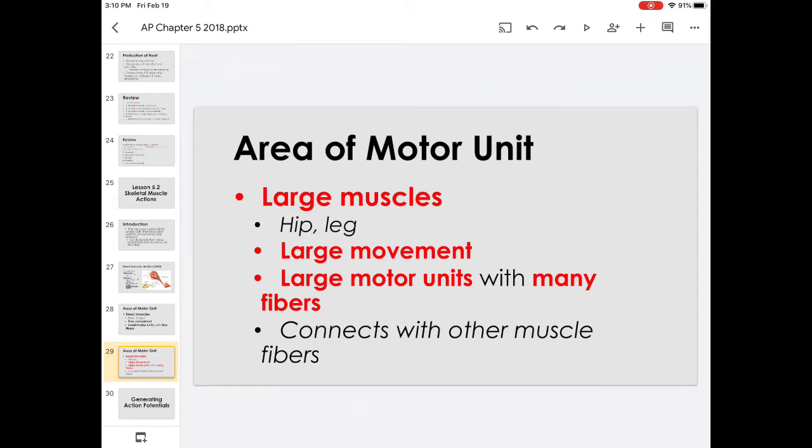Then you have large muscles that also make up your body, and these contain a lot more fibers and large numbers of motor units. The motor unit itself is bigger because these muscles are involved in larger movements. This is going to be walking, running, kicking, movement of your hips, movement of your trunk.